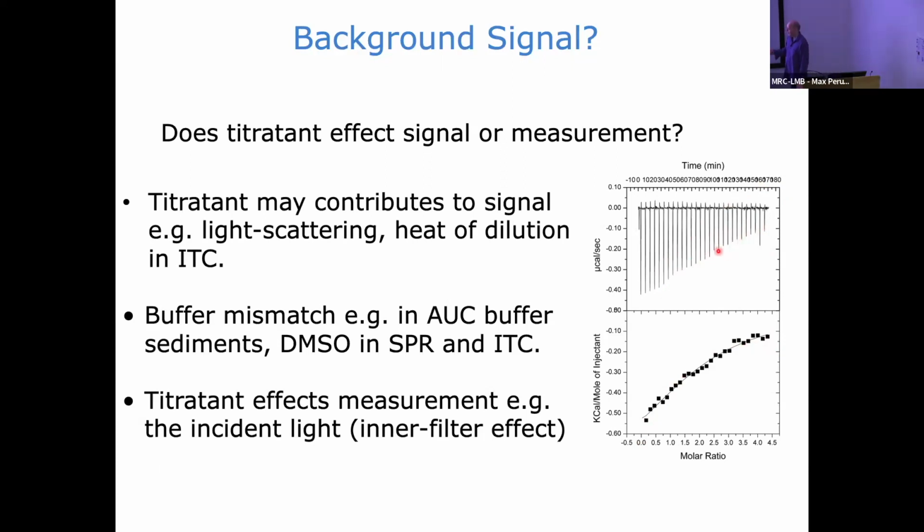In some cases, like in AUC, you need buffers to be exact, and similarly with SPR. And also titrants can actually affect the signal. So if you're putting in ATP, then that's going to absorb in the UV range. You have to be careful about that.